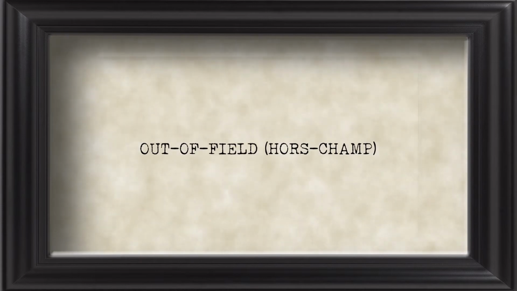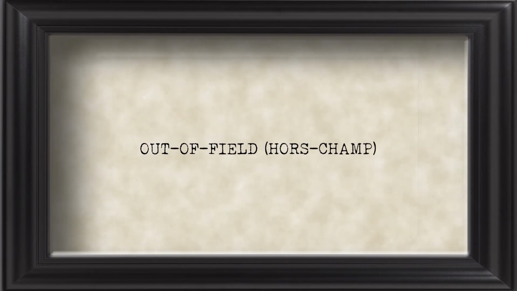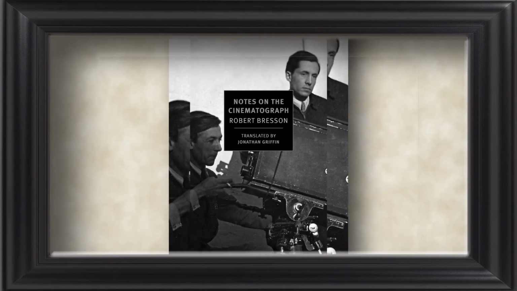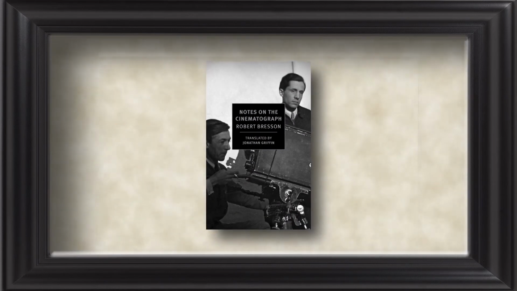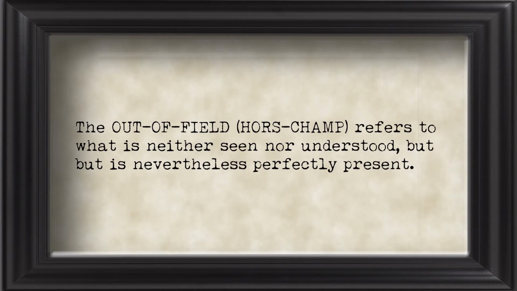There remains the out-of-field. This is not a negation, neither is it sufficient to define it by the non-coincidence between two frames, one visual and the other sound. For example, in Bresson, when the sound testifies to what is not seen, and relays the visual instead of duplicating it. The out-of-field refers to what is neither seen nor understood, but is nevertheless perfectly present. This presence is indeed a problem and itself refers to two new conceptions of framing.